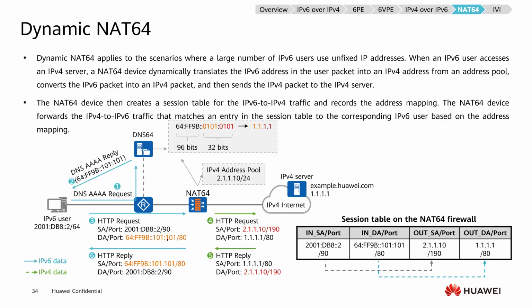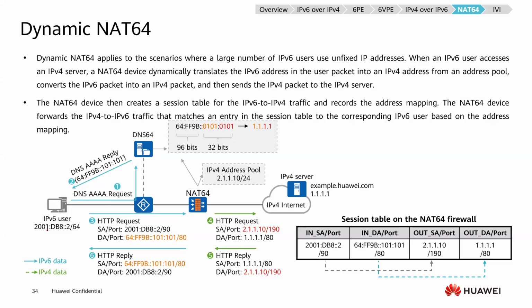And there are two scenarios. The first is the dynamic NAT64 scenario. Dynamic means that when the NAT64 gateway receives a packet, it will dynamically transform the IPv6 address to the IPv4 address, or transform the IPv4 address to the IPv6 address. So let's introduce the whole process.